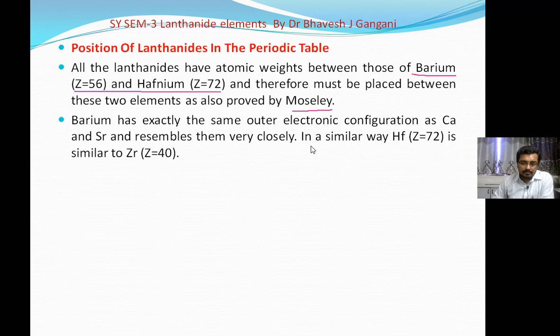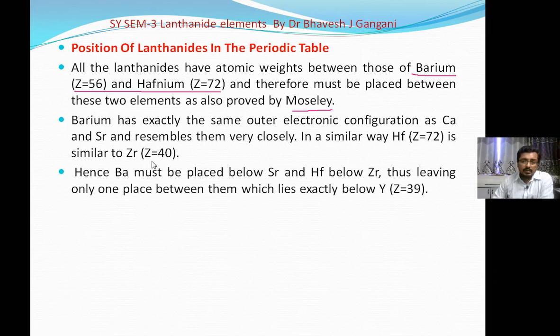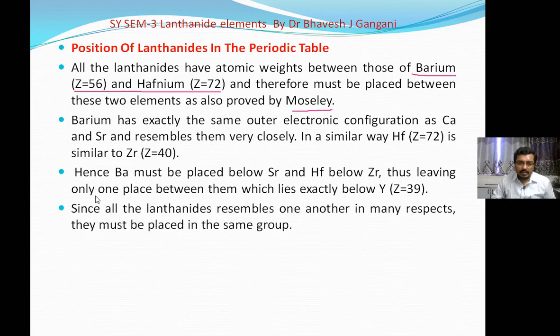Similarly, hafnium, when we take it, has similar properties to zirconium, Z 40. So Moseley informed us that barium must be placed between strontium and hafnium, and below the zirconium by leaving one place. So when we study, he has put all the lanthanide elements exactly after yttrium 39.